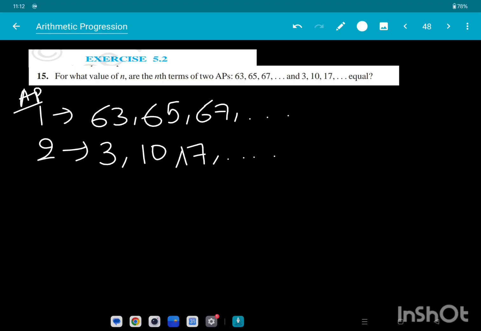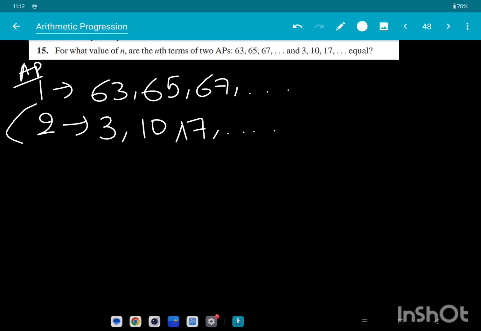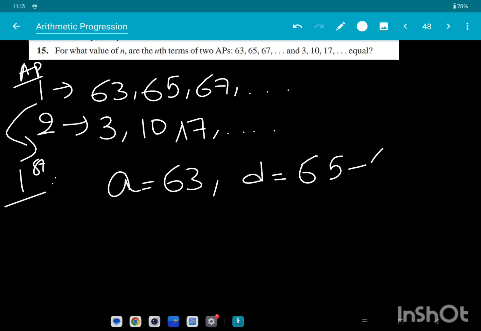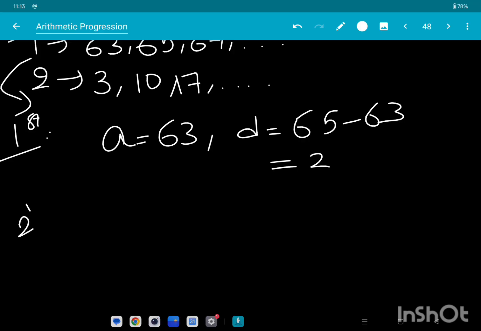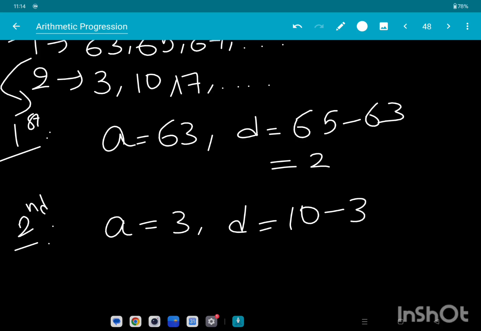Here first we will find the a and d values. We will take the first term and then we will find the d value. And it was given that we need to find the n value if the nth terms of those two APs are equal. Right? So I will tell you how we can find it. First I will find the a value for the first AP. What is the a value? 63. And what is the d value here? 65 minus 63, which is 2. So the d is 2. Now for the second AP, what is the a value here? 3, and the d value is 10 minus 3, which is 7.